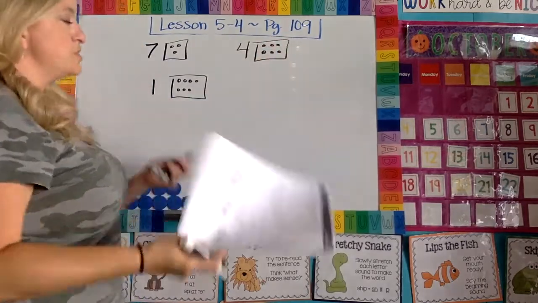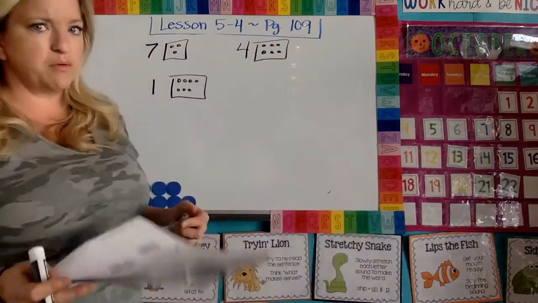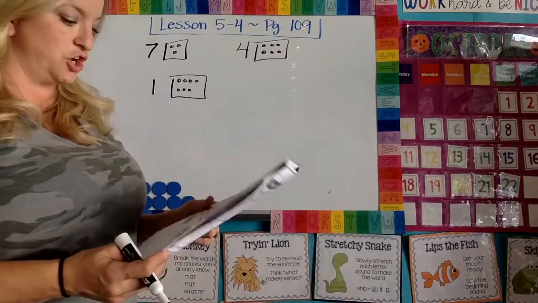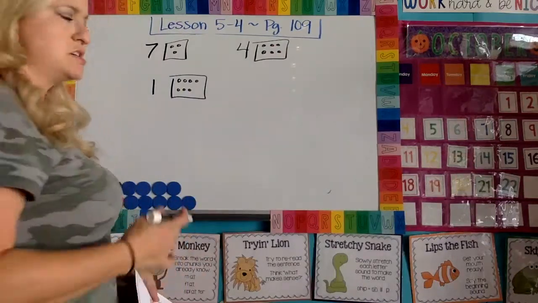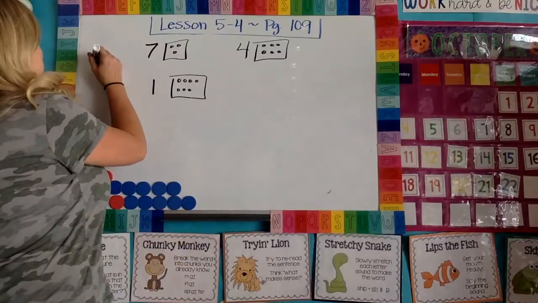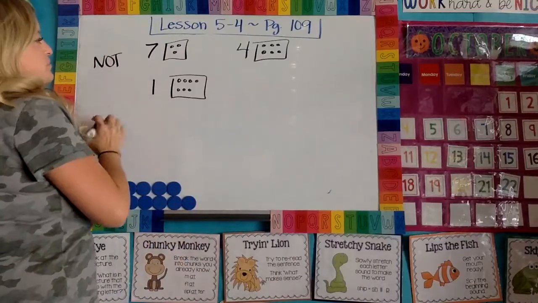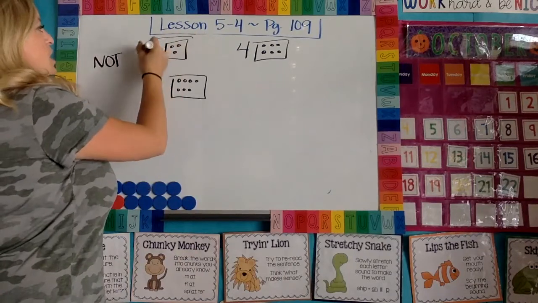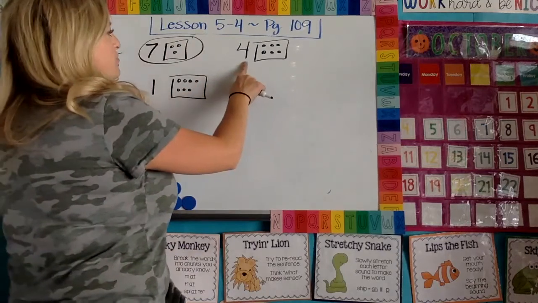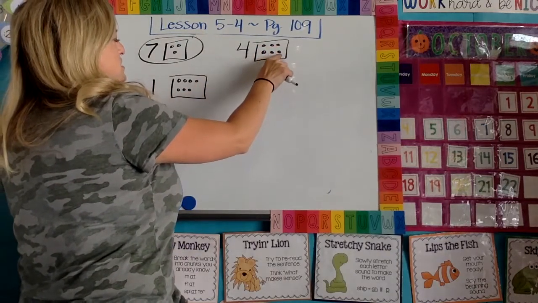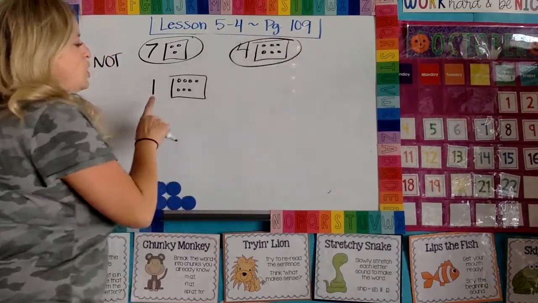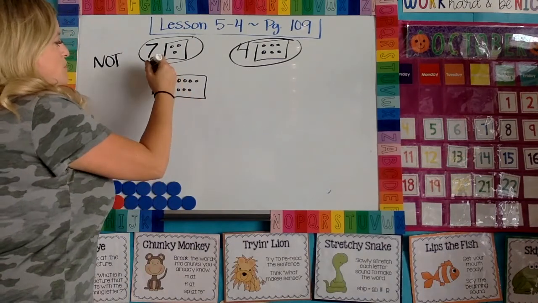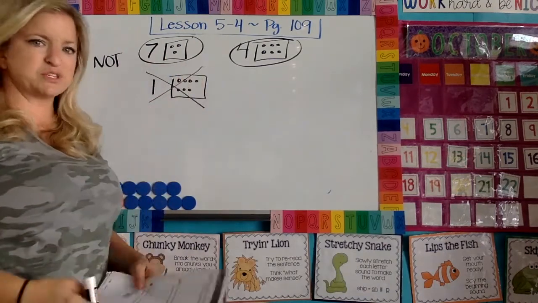Okay. So I'm going to reread the question because I'm like, what did they say? What do they want? I want to make sure I'm doing what they asked me to do. Draw an X on the pair of cards that does not show a way to make 10. So I'm going to go through all of these and see if they make a way to make 10 because I'm looking for the one that does not make 10. So 7, count on, 8, 9, 10. That one does, so I'm not going to put an X. I'm going to circle it. 4, 5, 6, 7, 8, 9, 10. That one makes 10. 1, 2, 3, 4, 5, 6, 7, 8. Oh, you're going to put an X on that one. That one does not make 10.